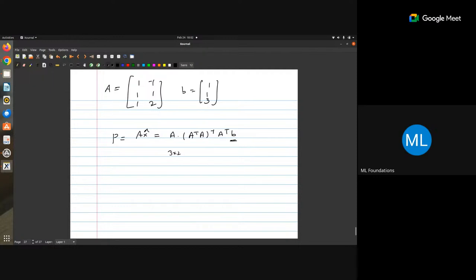A is 3x2. Here A transpose A will be 3x2 and this is 3x3, and here it is 2x3. No, this is wrong, right? What is A transpose A? A transpose will be 2x3, A is 3x2. So A transpose A will be 2x2, right? Yeah.